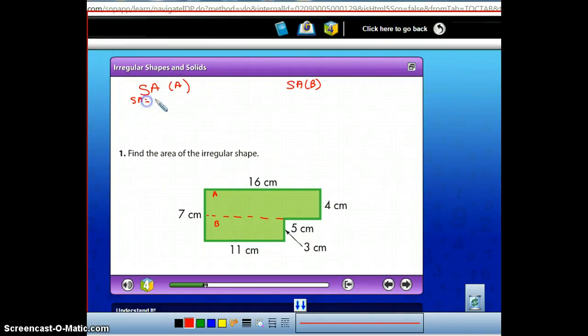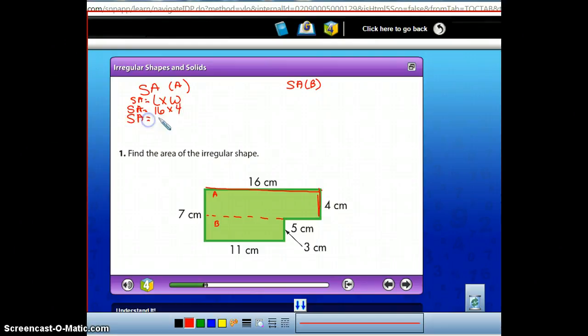Surface area equals length times width. Surface area equals, what is my length and width of rectangle A? Kirsten, what is my length? Okay, it's one of my measurements. Technically, we would probably call it the width, Kirsten, okay? So the long side is the length, so it is 16 times our width, which is 4.